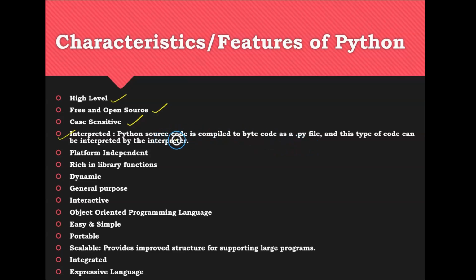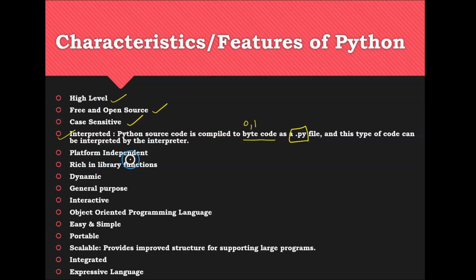Okay, the source code, or the code which we are giving. The program we are writing is called a source code, and it is compiled to bytecode, and this bytecode is zeros and ones. We are going to save that source code as a .py file. All Python files are saved in the format of .py, and this type of code can be interpreted by the interpreter, line by line.